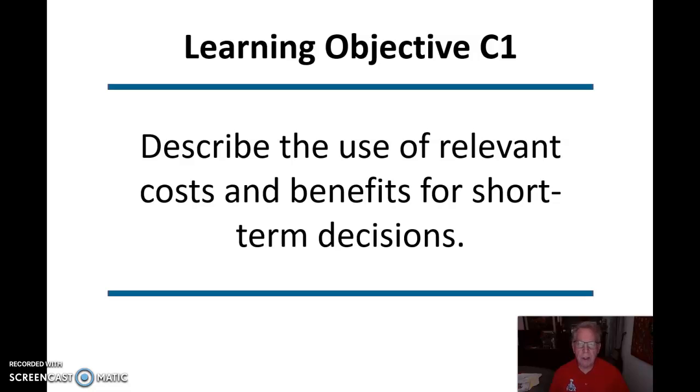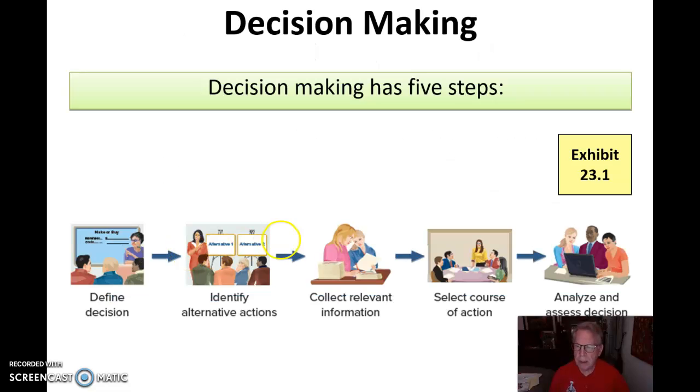Okay, so let's look at the use of relevant costs and benefits for short-term decision making. So in the big picture, we look at defining our decision, identify maybe we have some alternative ways we can go, and then we collect the relevant information we need to make that decision. Emphasis on relevant information. We only care about that information that is applicable to making that decision. Then we select a course of action and analyze and assess our decisions.